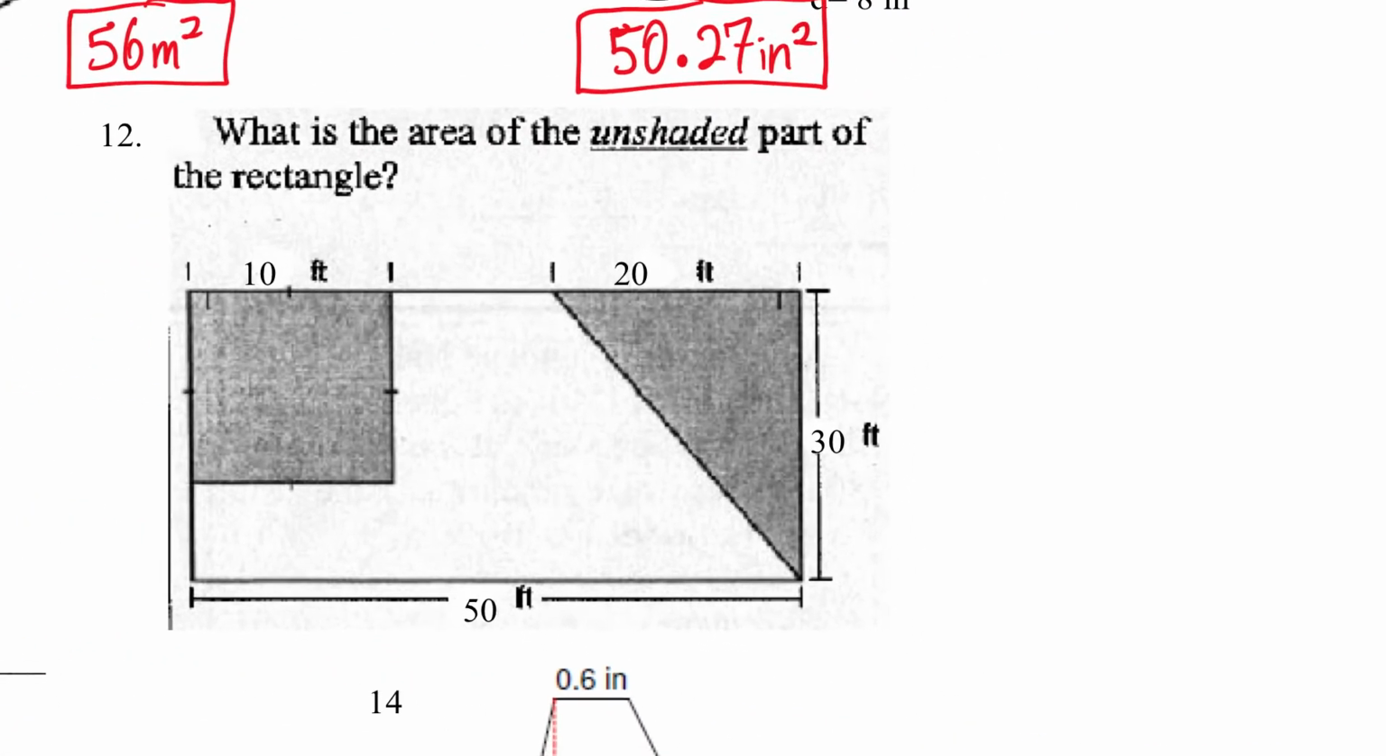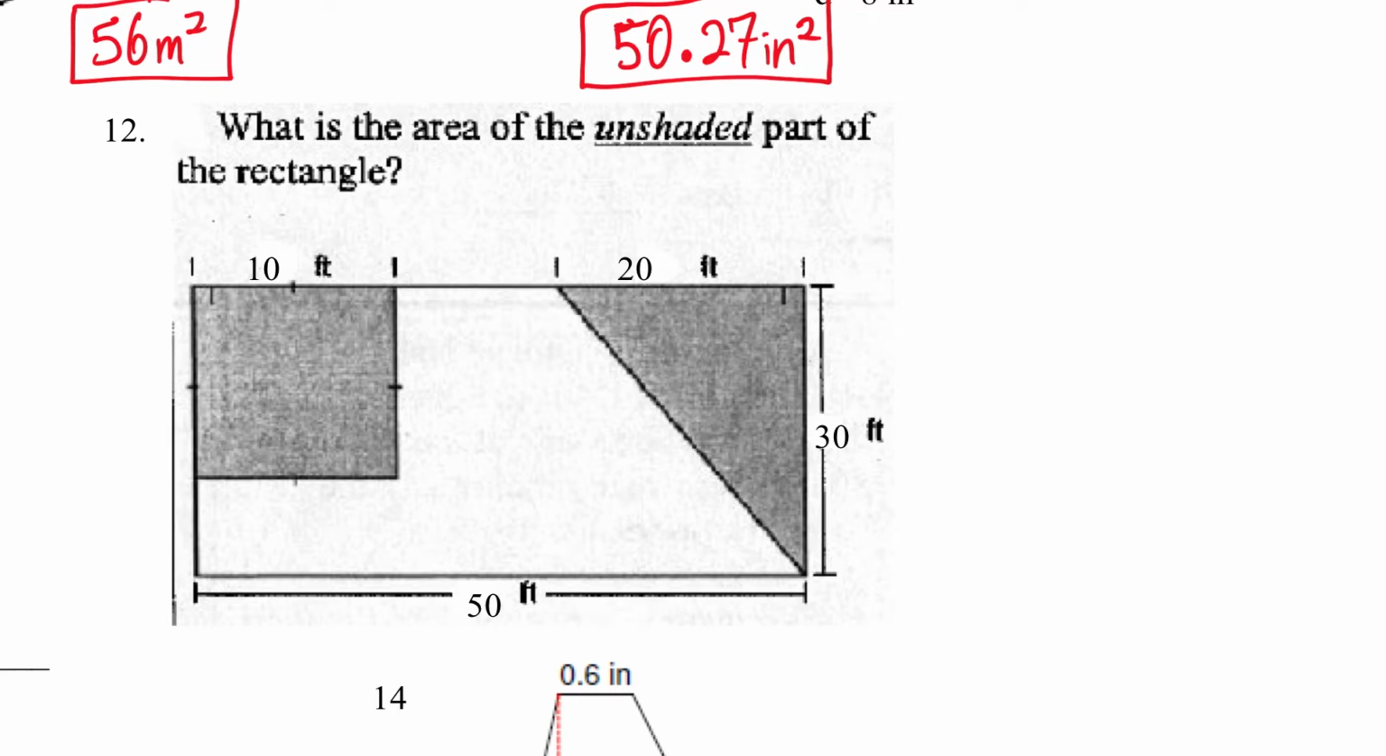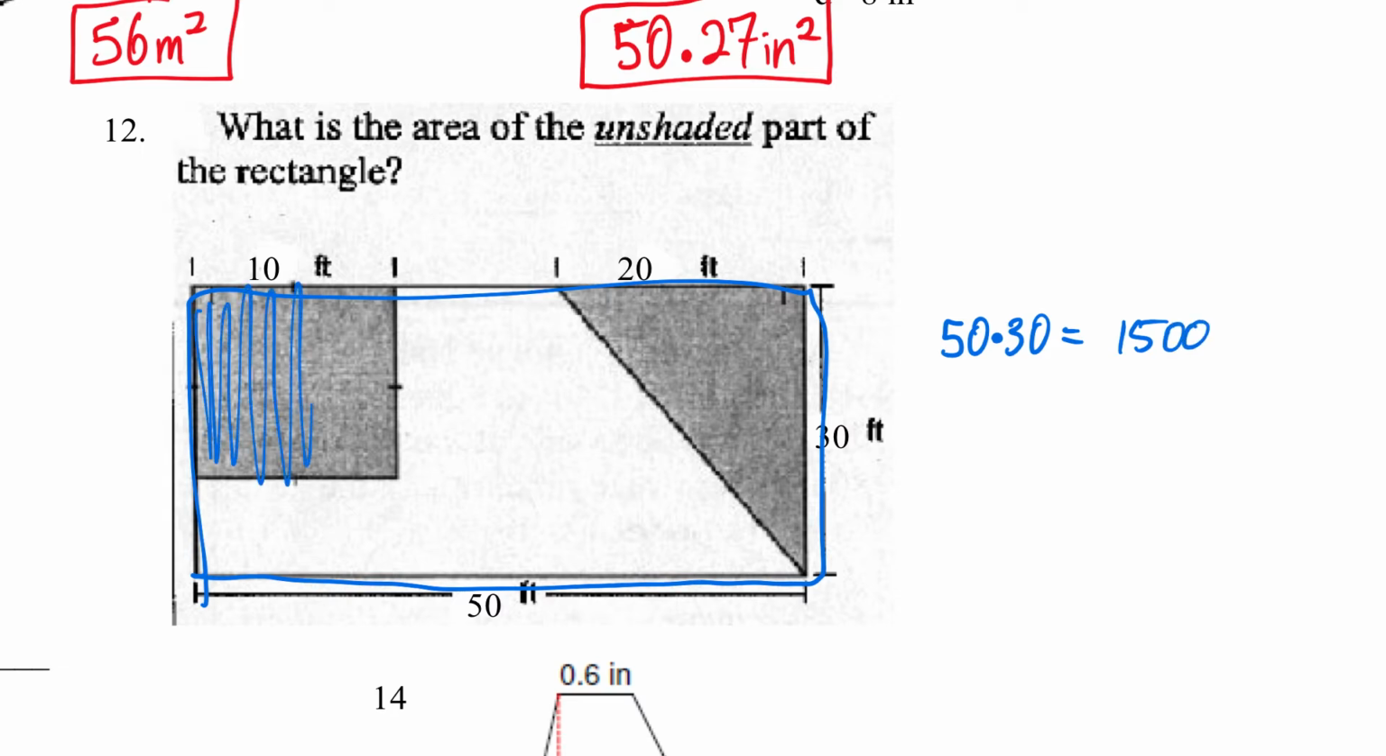Okay, on number 12, we want to find the area of the unshaded part. So in general, what are we going to do to find the area of the unshaded? Find the area of the whole thing, and the area of the shaded parts, and subtract it. So how are we going to find the area of this whole thing? Okay, so 50 times 30 is just a rectangle, length times width, so 50 times 30 is what? Okay, it's 1,500. Now, how am I going to find the area of this thing? It's 10 times 10. You have these little congruent marks, so just 10 times 10. So the area of that thing is 100.